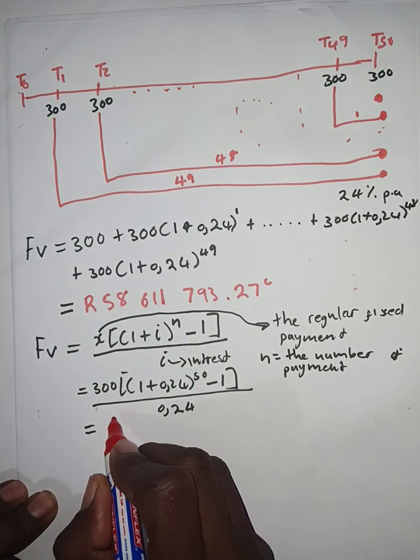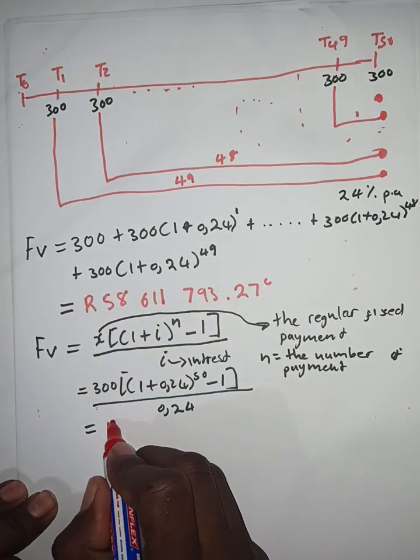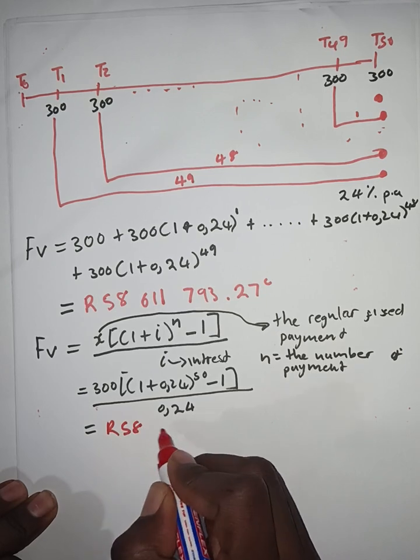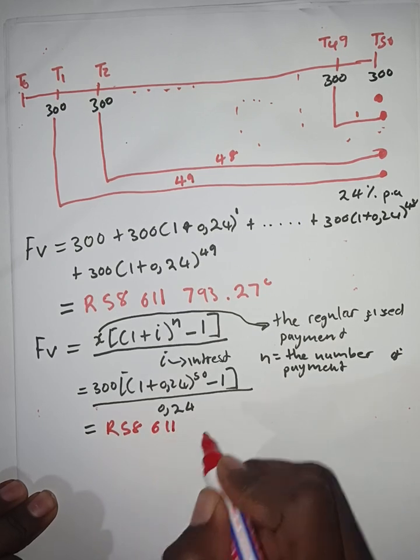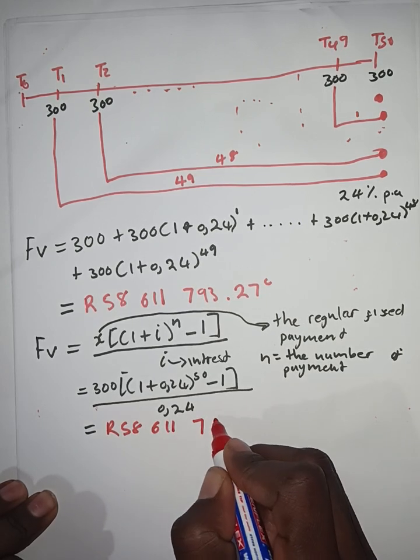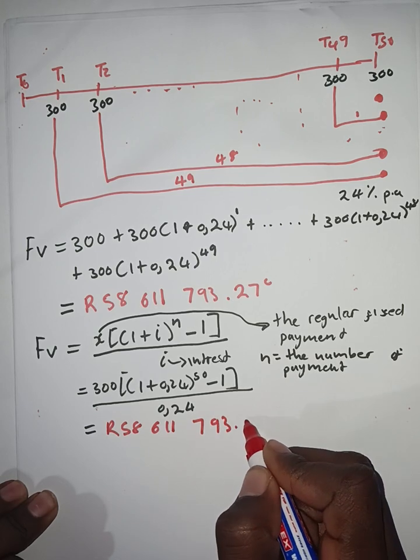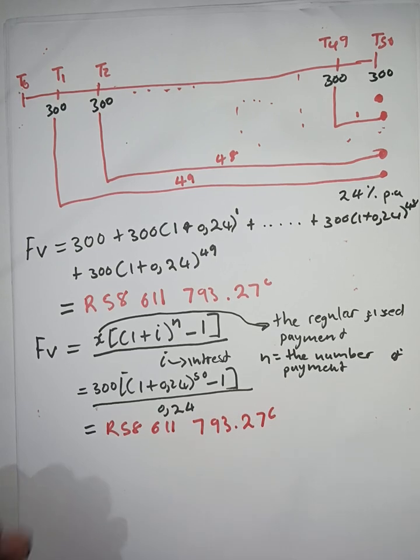So in this case, we're going to get the same value, which is 58,611,793 and of course 27 cents. So that's the value that you're going to get when you plug it in there.